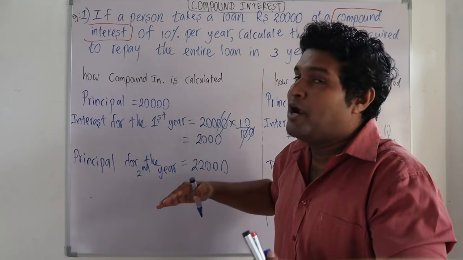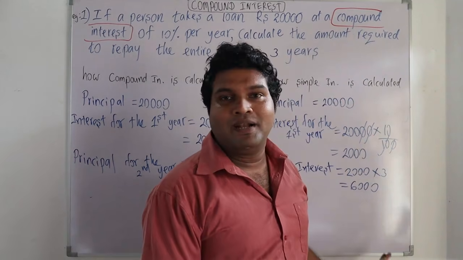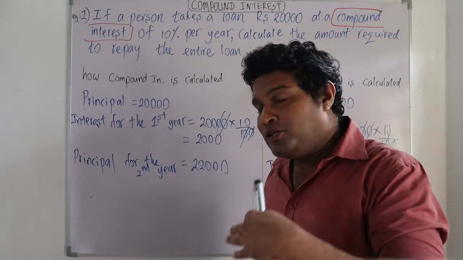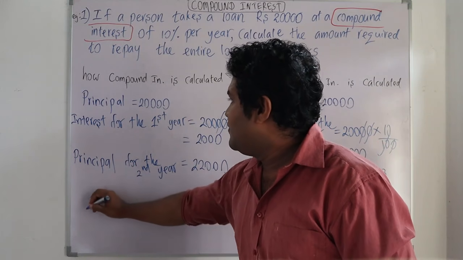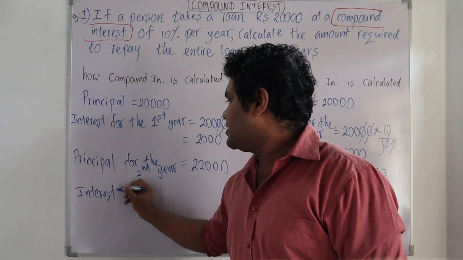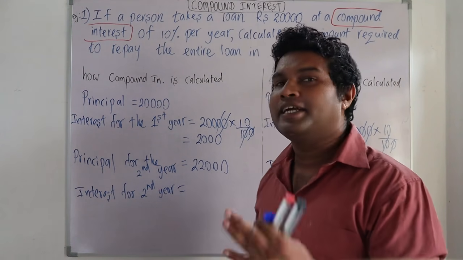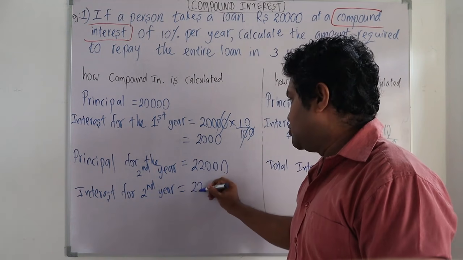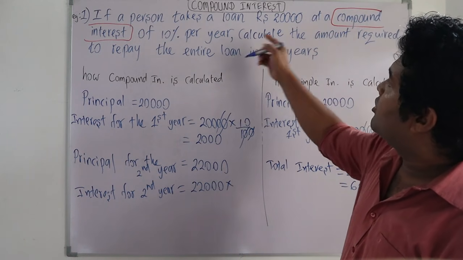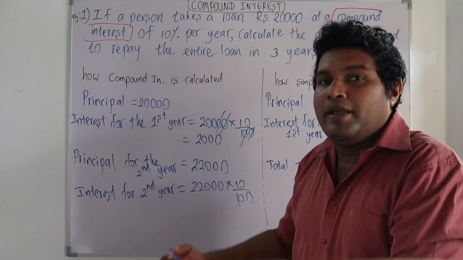Year by year we have to continue in the compound interest process, but not like simple interest. That's what I have to explain. Okay, then to finish the second year, we write down the interest for the second year. This interest is calculated at the end of the second year: 22,000 into, by the same rate of interest, 10 over 100. Year by year, one by one, we have to go.